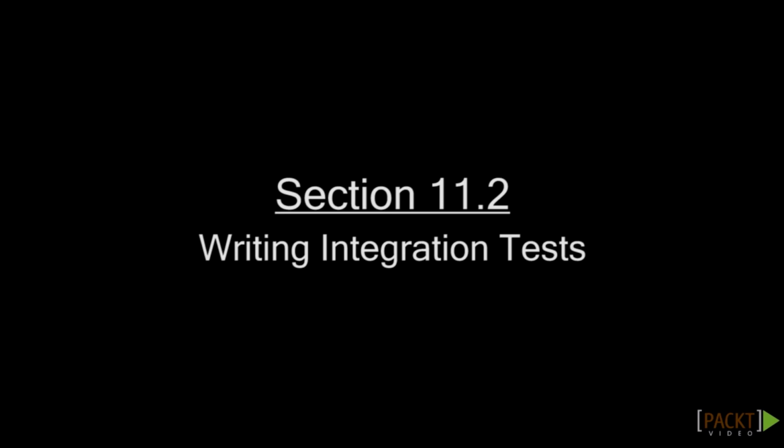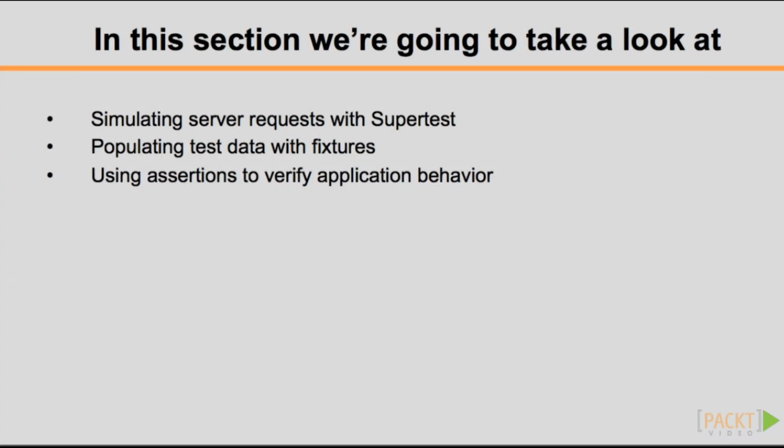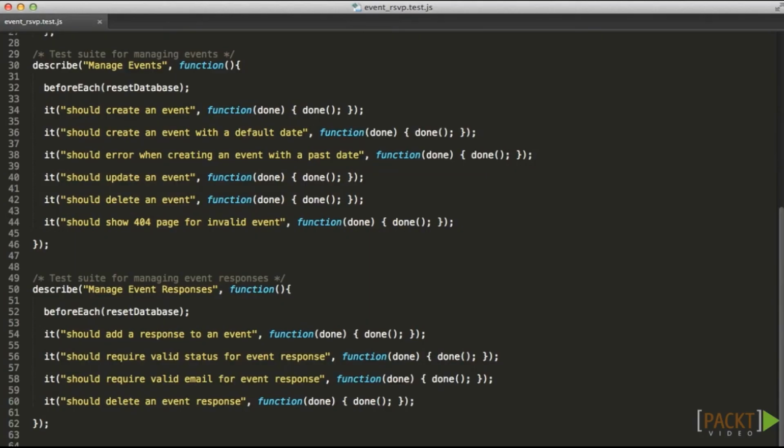In the last screencast, we installed the Mocha test framework and updated our app to run automated tests. In this screencast, we'll create fixtures for commonly used test data and flesh out our integration tests with assertions. Let's begin by reviewing the structure of our test file.